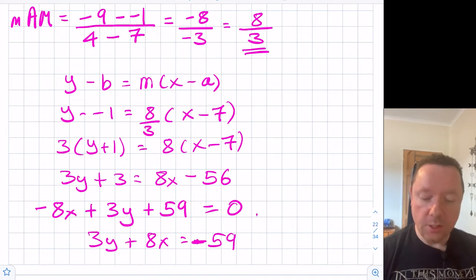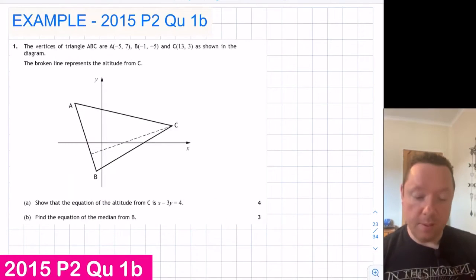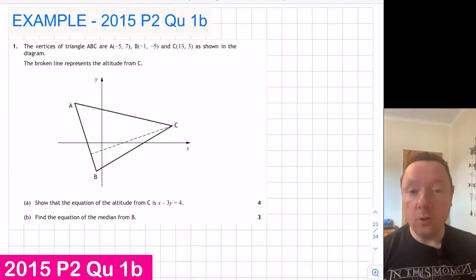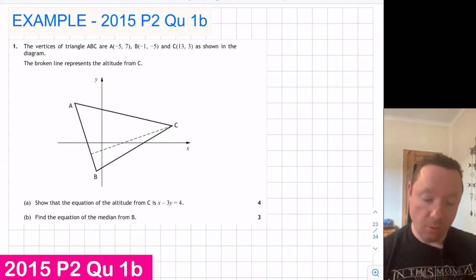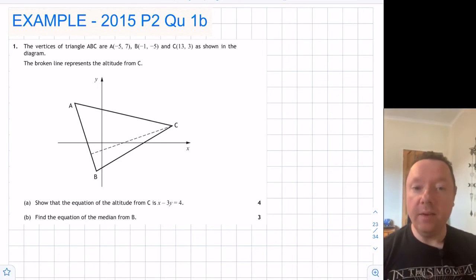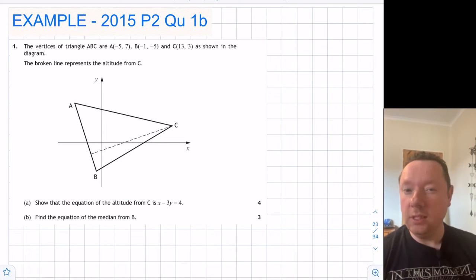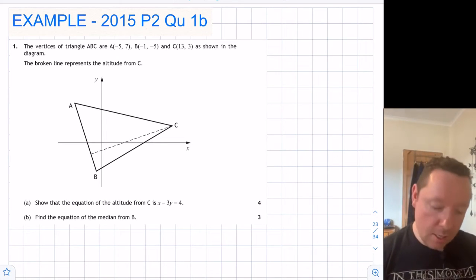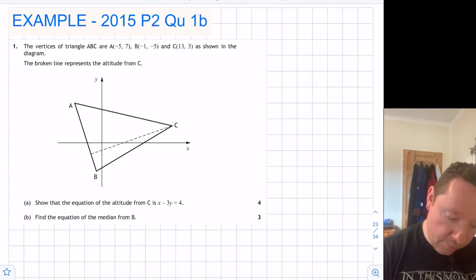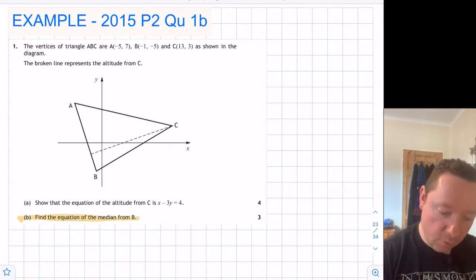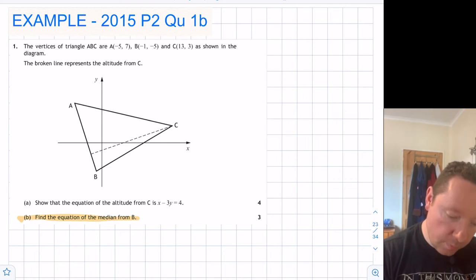That's another option. Example from the 2015 paper 2 question 1b. I'm not going to do part A, I've done that in a previous video, but I'm just going to focus on part B. Then later on we'll tie this all together and we'll see how A, B and C go together. So just looking at this part of the question here, find the equation of the median from B. So there's my B here.